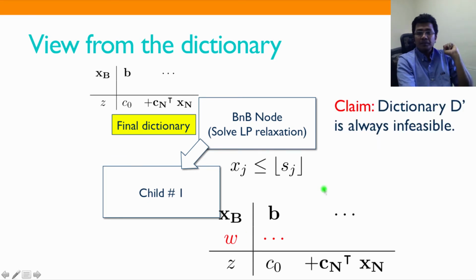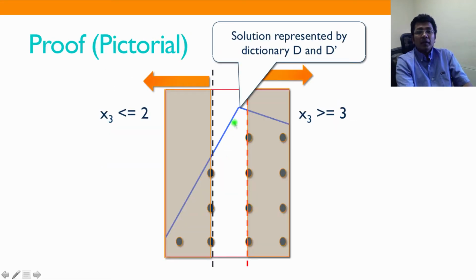I hope that's clear. So the first thing I will note is that this dictionary D prime is going to be infeasible, and in fact I can tell you that the constant corresponding to this W is going to be negative. I can give it to you in writing. Why is that? Let's take a look. So here is the solution that's represented by the original dictionary D, which is the optimal point of the LP relaxation shown in blue, right here.